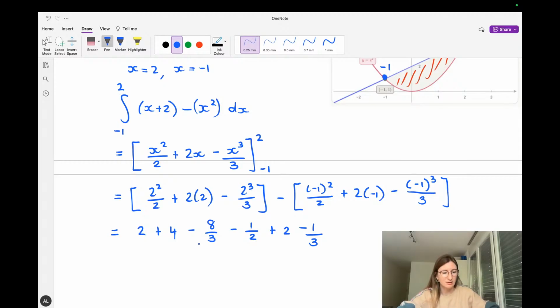Do we do that? Yes, why not? Let me not be lazy with my adding. So 2 plus 4 plus 2 gives us 8. I see -8 over 3 minus 1 over 3. That gives me -9 over 3.